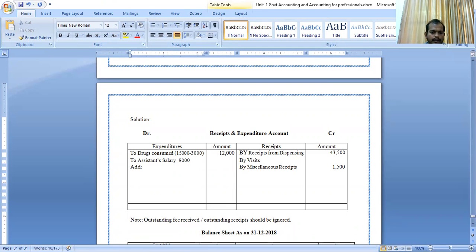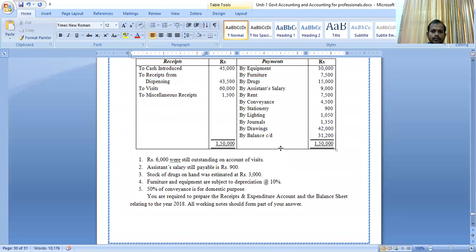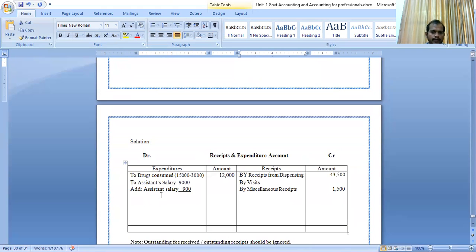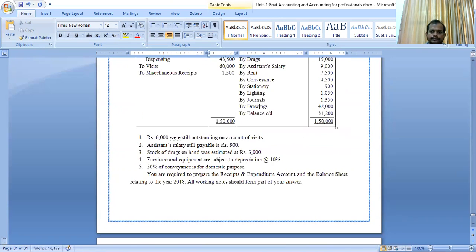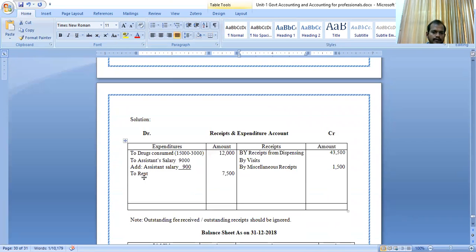Add assistant salary 900. Okay, we'll do adjustments all at a time. So rent 7,500. Conveyance 4,500.